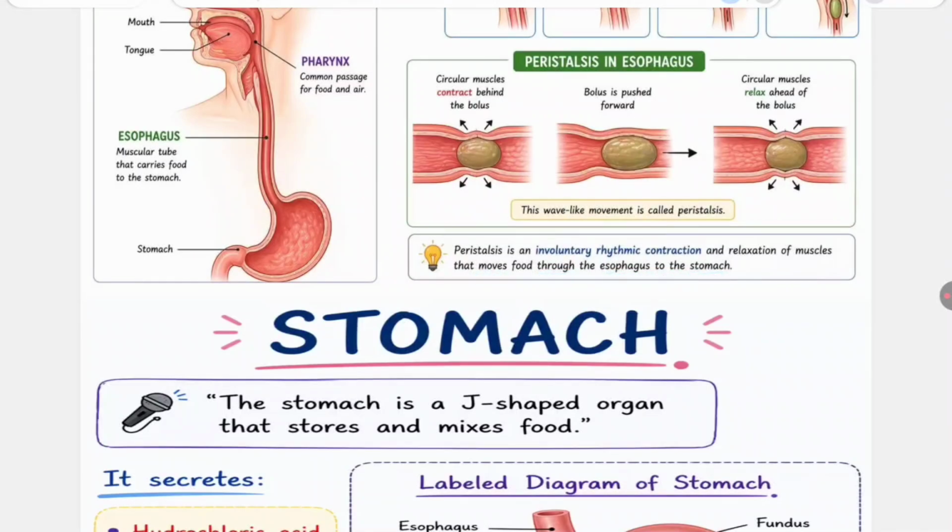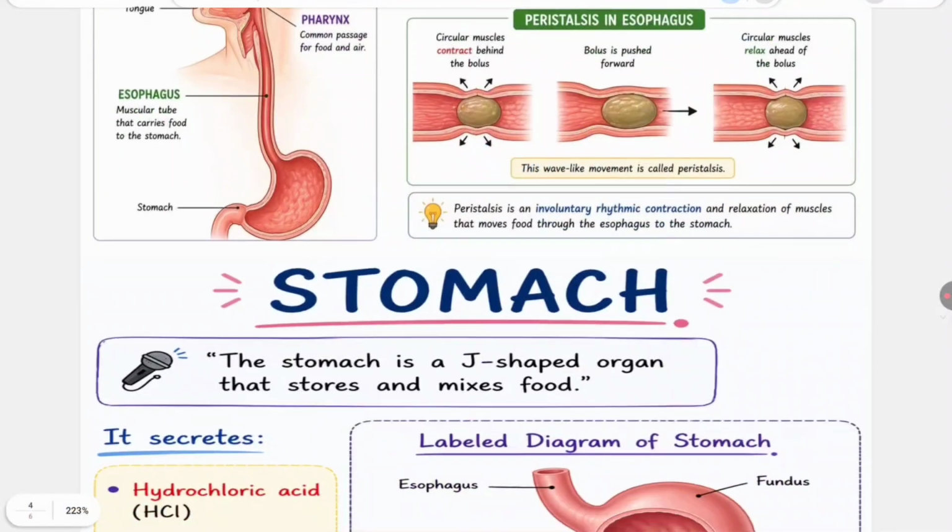Normally, suppose food is coming to here, you can see food is coming to here. Here food will be there, again like this food will be there. Again it will be swallowed to here, again it will flow to here, like that the peristalsis process will be there.